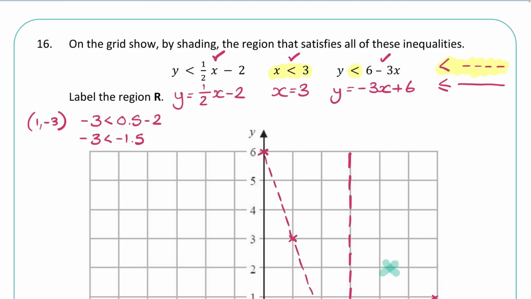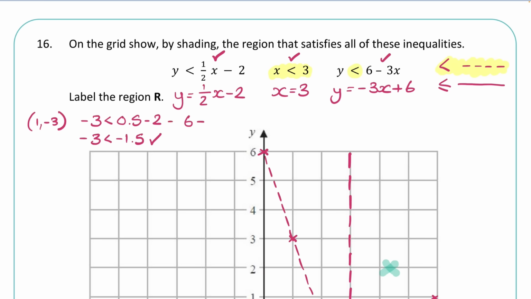There we go. And again, you can use a calculator for this. You don't have to do any of these sort of mentally. So yes, negative 3 is less than negative 1.5, so that works. And then I can sub it into the last inequality as well. So it's 6 take away 3 lots of x.